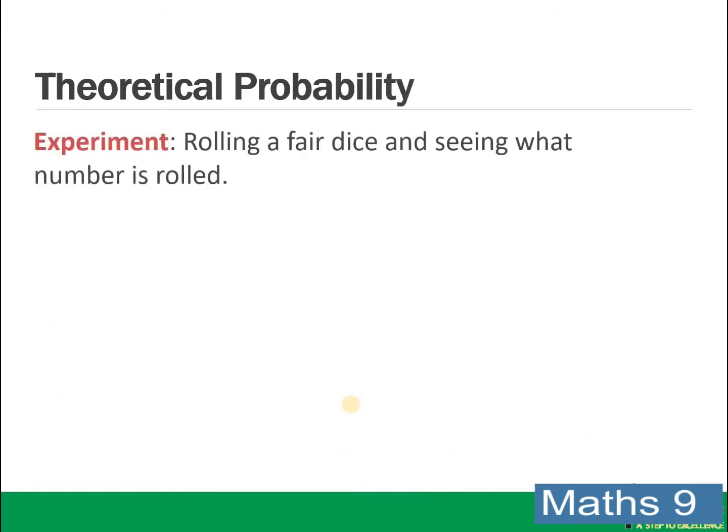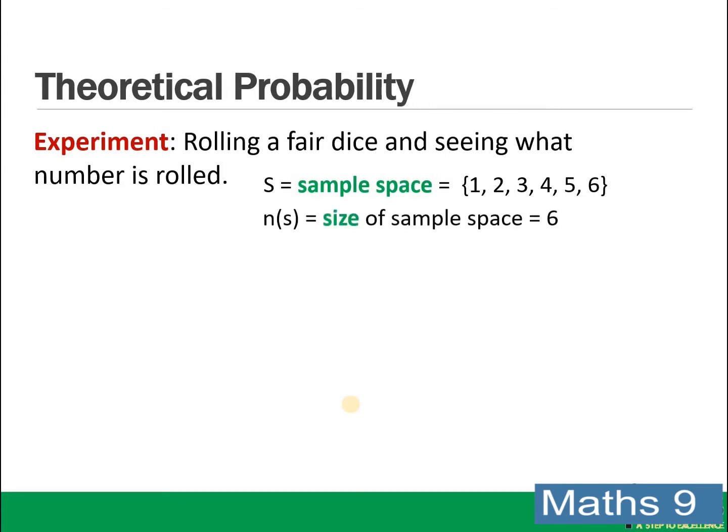Theoretical probability. Here's an example of an experiment, rolling a fair dice and seeing what number is rolled. S is called the sample space, which is the set of all possible outcomes from the experiment. In this case, we're rolling a fair dice, so the different possible outcomes would be the different numbers that we get on the dice, 1, 2, 3, 4, 5, or 6. N of S is the size of the sample space. In this case, it's 6, because there are 6 different numbers in the set.